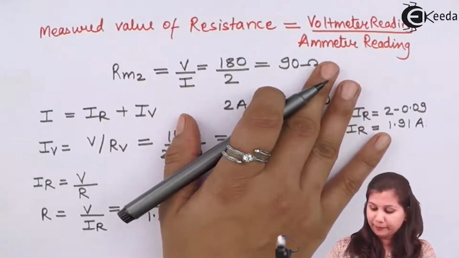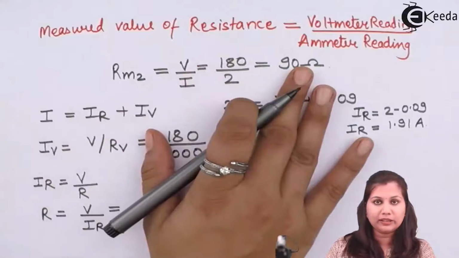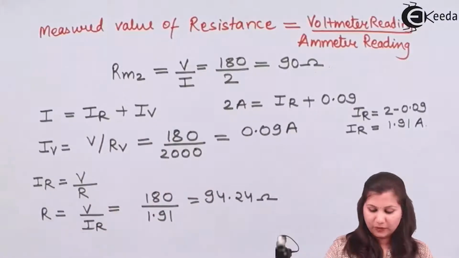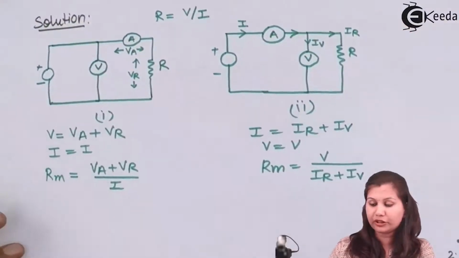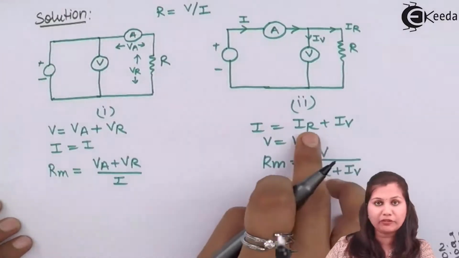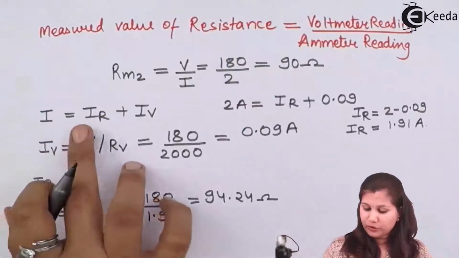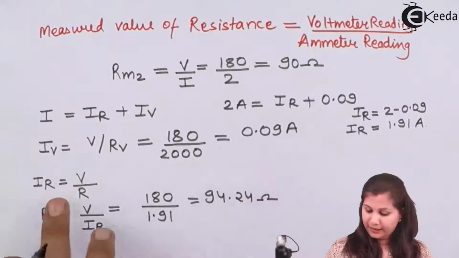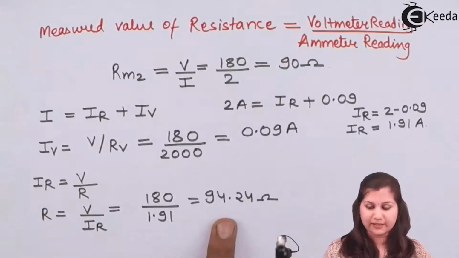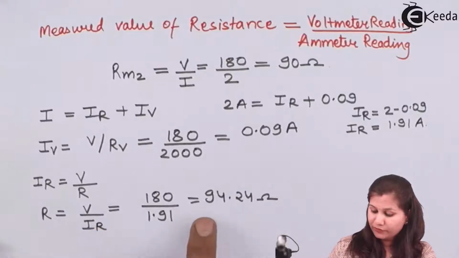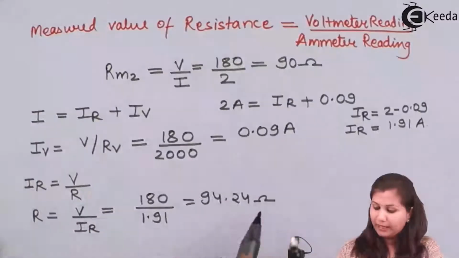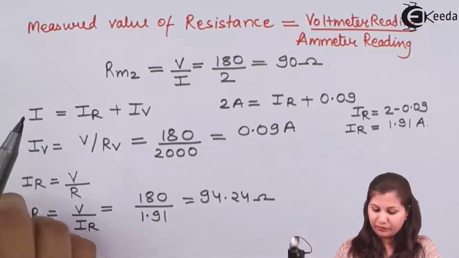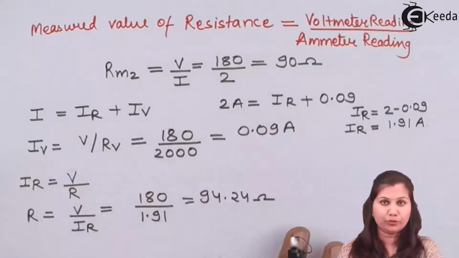Okay, so what we have done: we know that the measured value of resistance is the voltmeter reading divided by the ammeter reading. So Rm2 will be equal to 90 ohms. Now I equals IR plus IV. We know that in the case of the second connection, the ammeter is not measuring the true value, but it is measuring the sum of the currents here. IV we calculated here, then we calculated IR, and through IR we calculated the resistance. Now you can see that the true value of the resistance is 94.24, but the measured value is coming out to be 90 ohms. So there will be an error in the measurement. You can see that the measured value is less than the true value.